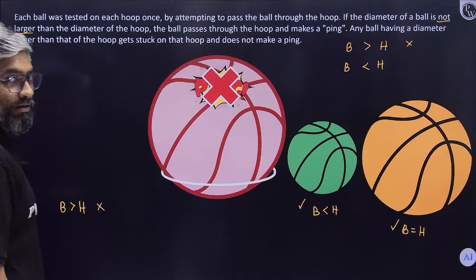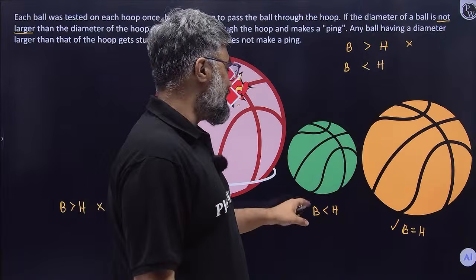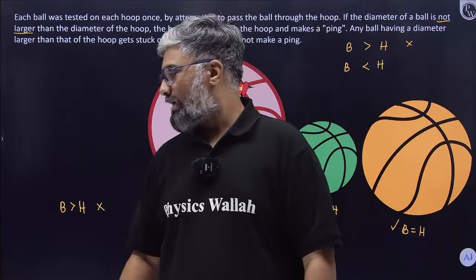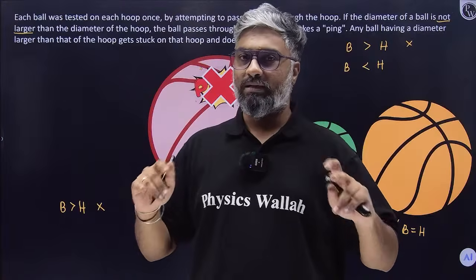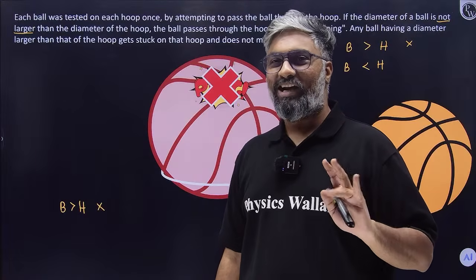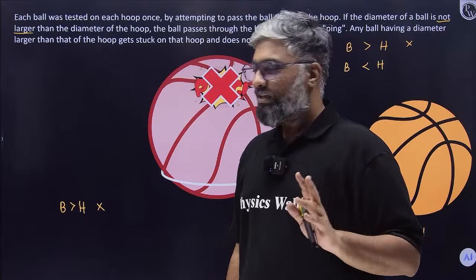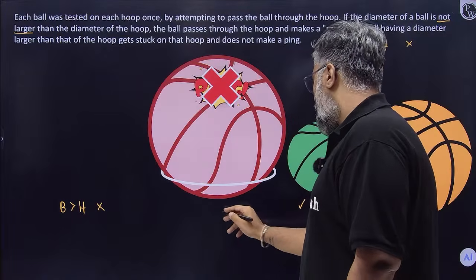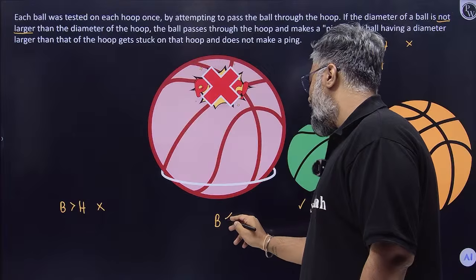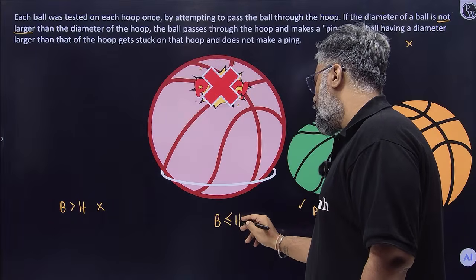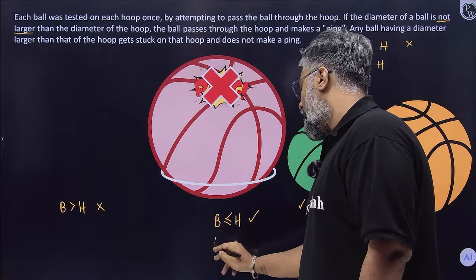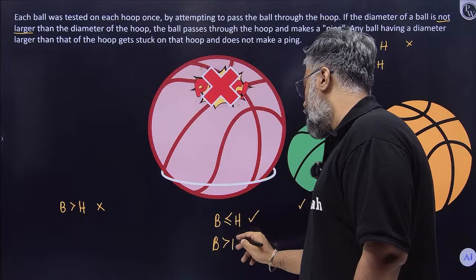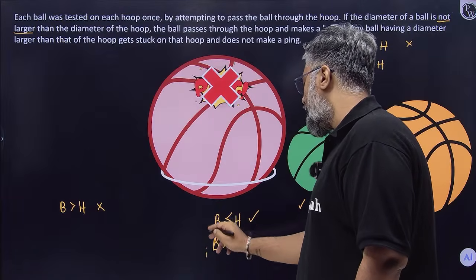Clear? We are basically representing tick as ping sounds and cross as no ping sounds. Understood the relation now? So if I were to combine all three situations: if the ball is lesser than or equal to the hoop, then yes, ping. If the ball is larger than the hoop, then no ping. This is what we understand from here.